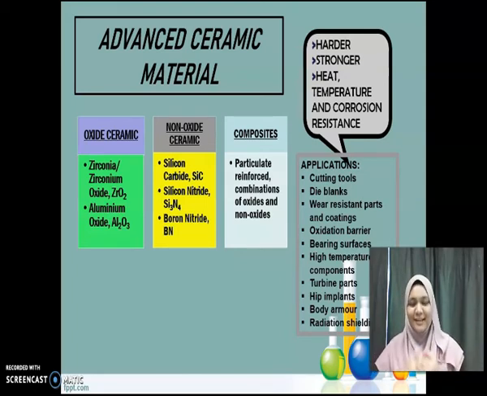ceramic. I have classified advanced ceramic into 3 categories: oxide ceramic, non-oxide ceramic, and composite. Oxide ceramic consists of zirconium and aluminium, whereas non-oxide ceramics are, for example, silicon carbide, silicon nitride, and boron nitride. Composite is a category of advanced ceramic that is the combination of oxide and non-oxide.